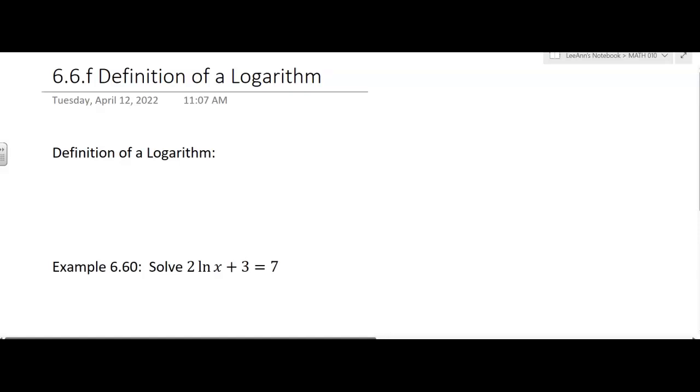Okay, so a little bit of a review here. The definition of a logarithm. Well, we know that if you have y equals b to the x, you can write that as log base b of y equals x. And we can go the other way.